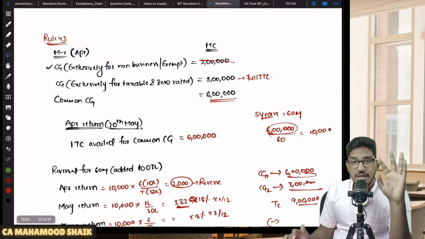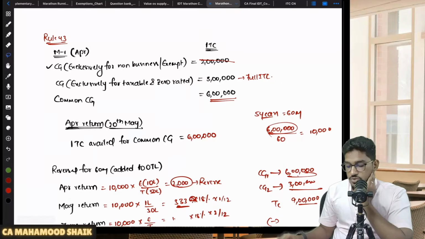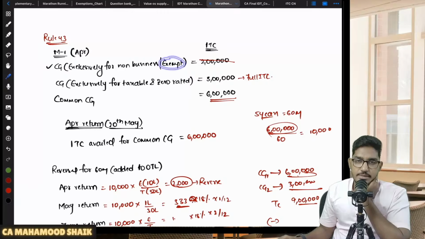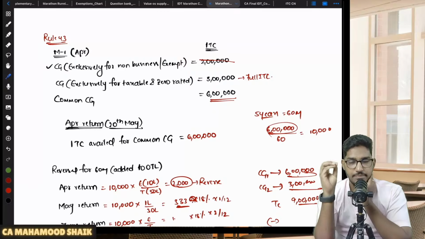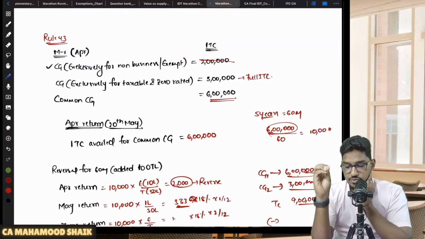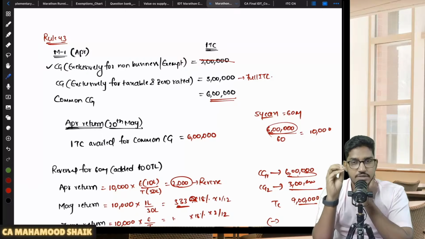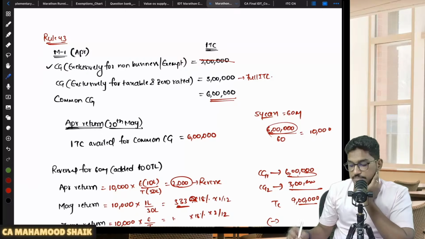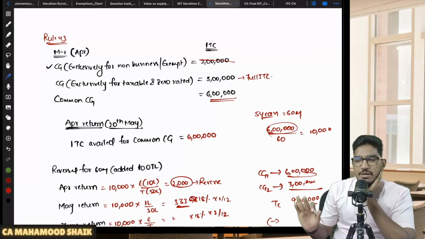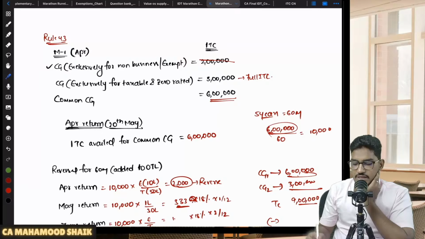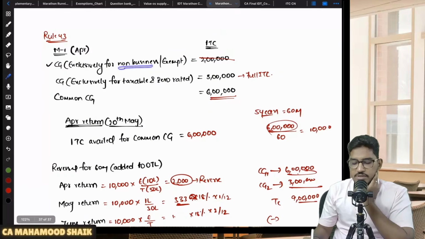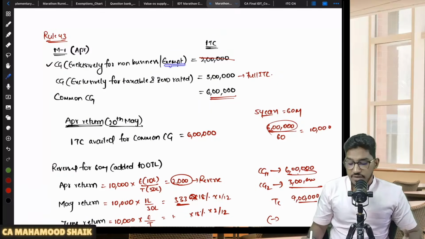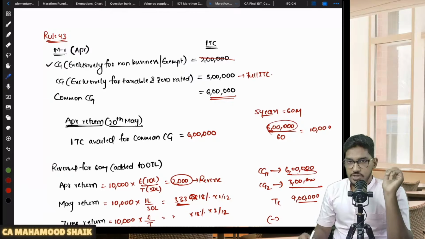Now, how to apportion the ITC with respect to capital goods? Here, first identify capital goods which are exclusively used for non-business purposes or exclusively used for exempt supplies. That ITC you can't take, it is completely restricted, because you are exclusively using those capital goods for non-business or exempt purposes. No ITC you can avail.